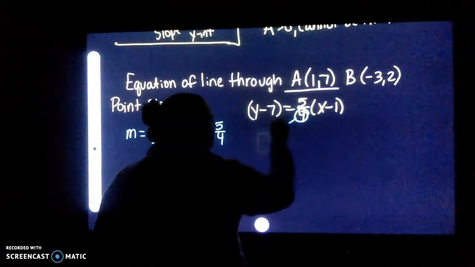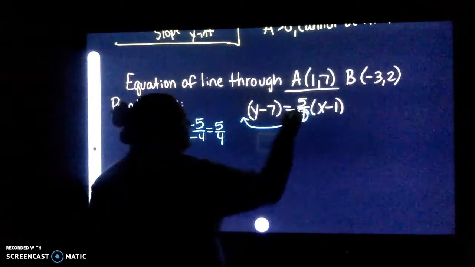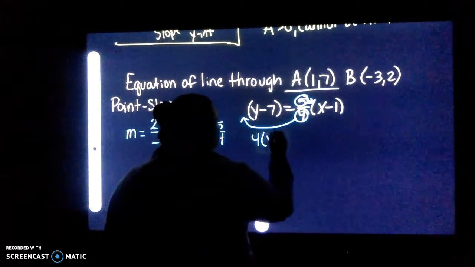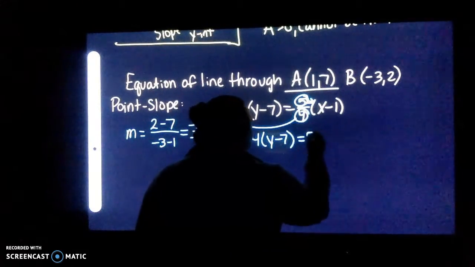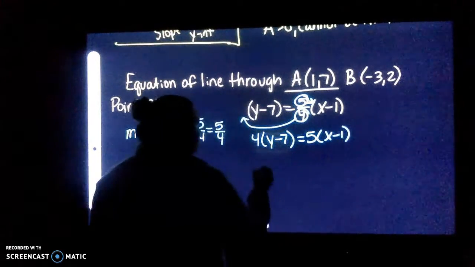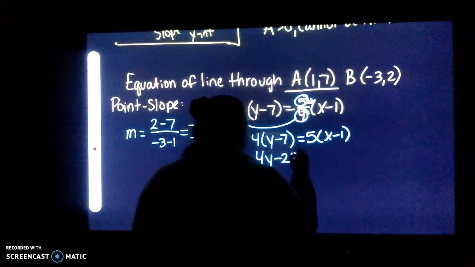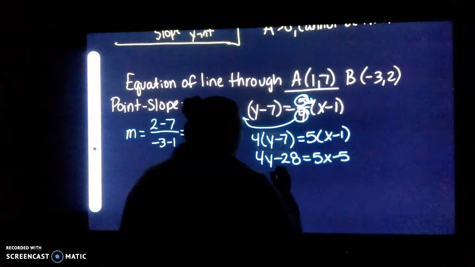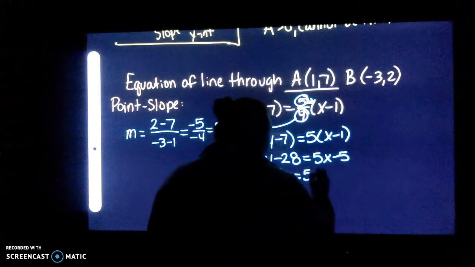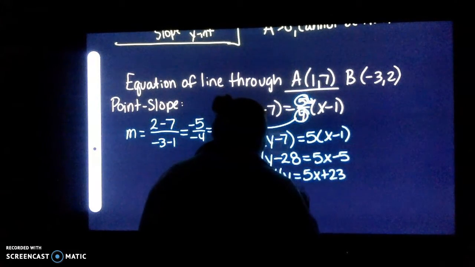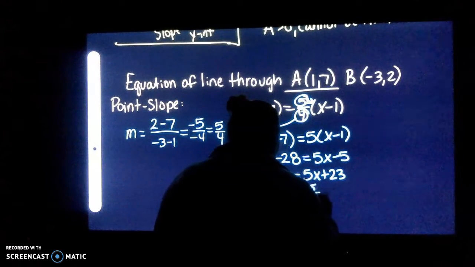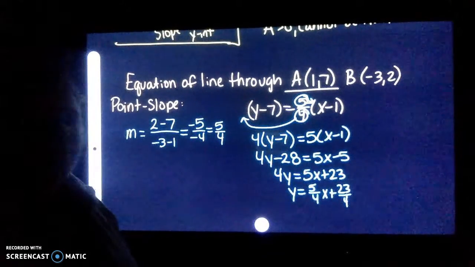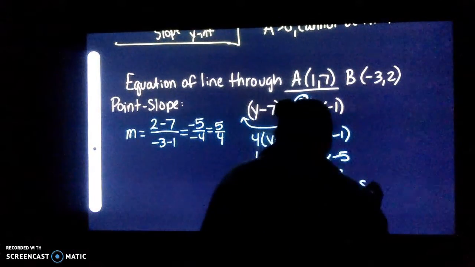I'm going to kick the denominator 4 over with the parentheses over here, and leave this 5 with the parentheses over there. When I do that, I get 4 times y minus 7 equals 5 times x minus 1. We distribute, I get 4y minus 28 equals 5x minus 5. Add the 28 over, 4y equals 5x plus 23, and then divide everything by 4. So I get y equals 5/4 x plus 23 over 4, and this is our slope-intercept form.